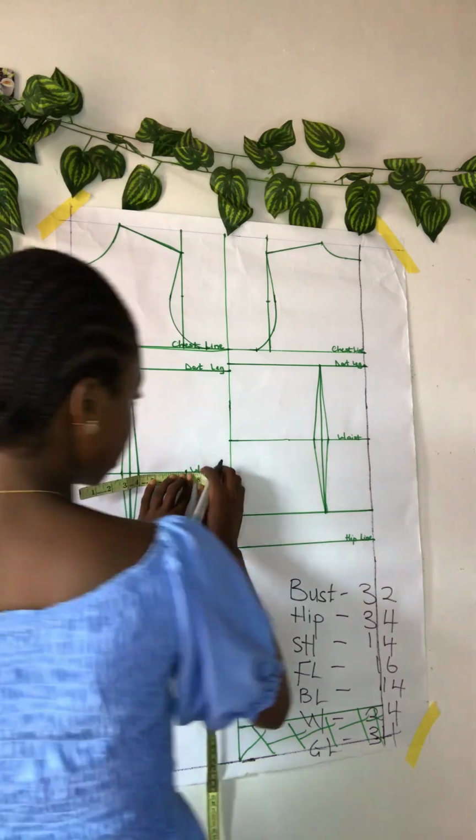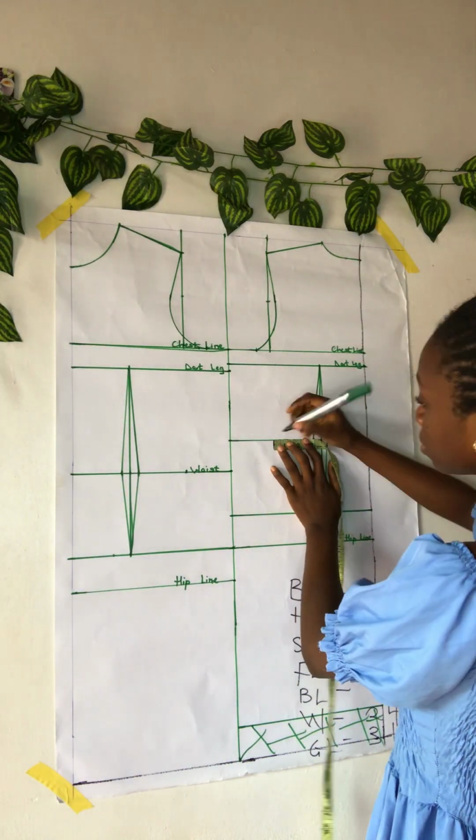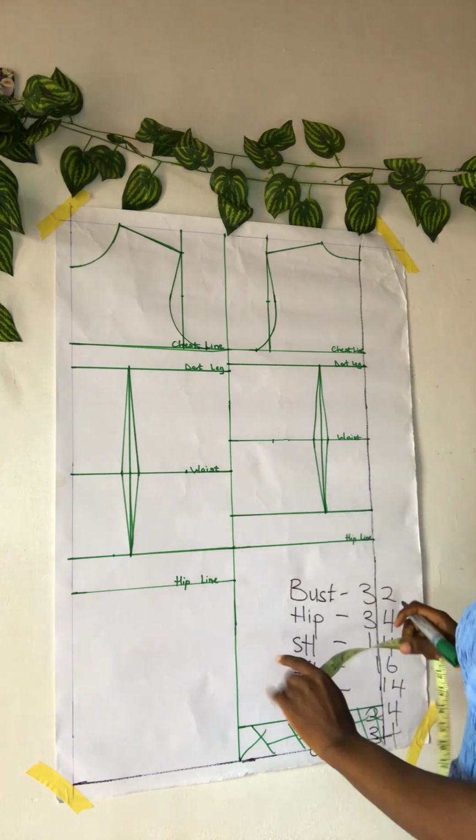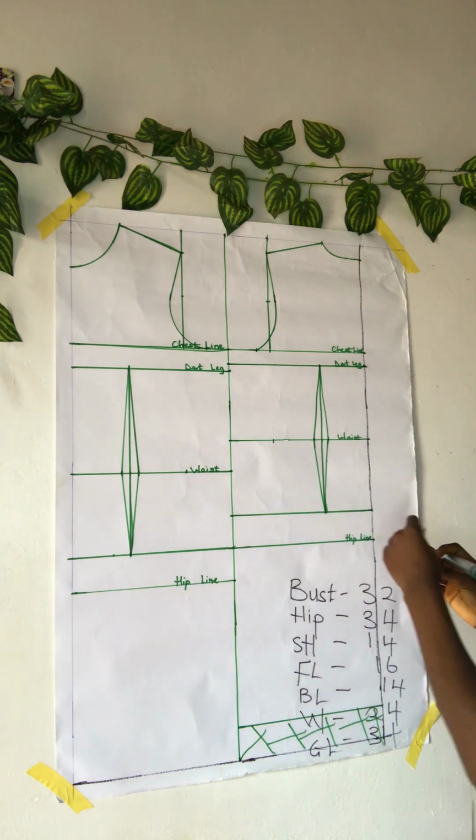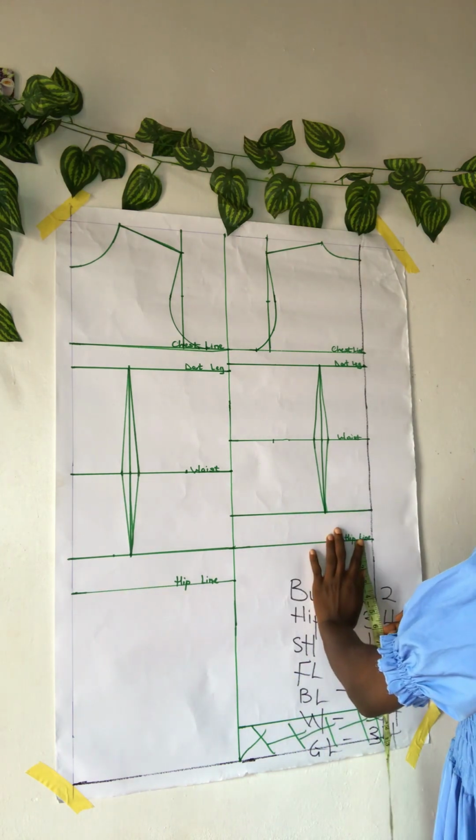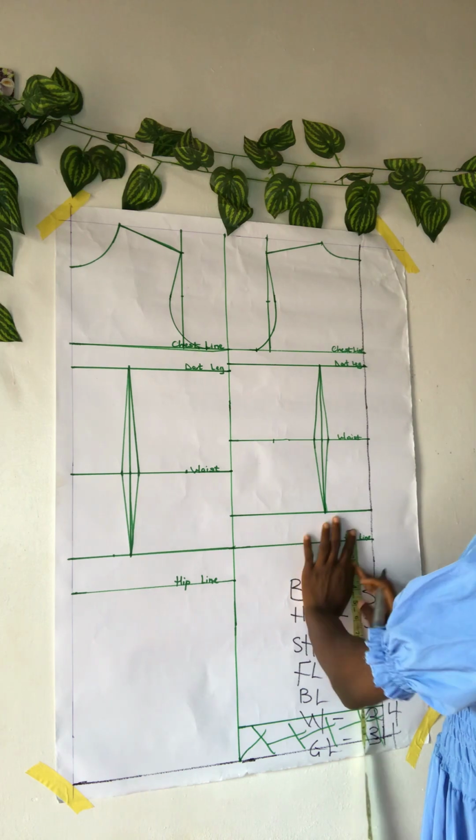All right, so now after this, I'm going to take my waist measurement, and my waist measurement is 24 divided by 4, which is 6. But because my dart is 1 inch, if we took 0.5, which is 1 inch, I'm going to add that 1 inch back, which is going to make it 7. So I'm going to mark out 7 on my waistline.